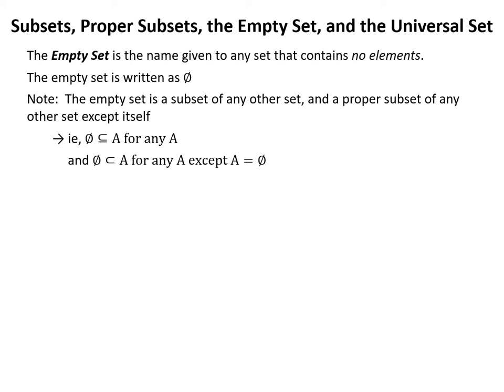Now note, the empty set is a subset of any other set and a proper subset of any other set except itself, because of course it's impossible for something with nothing to have something else be a proper subset of it, because there could be nothing missing if there's nothing to begin with. So in other words, the empty set is a subset of A for any set A. So for any set, the empty set is a subset of that set. And the empty set is a proper subset of any set A, except if A is the empty set.